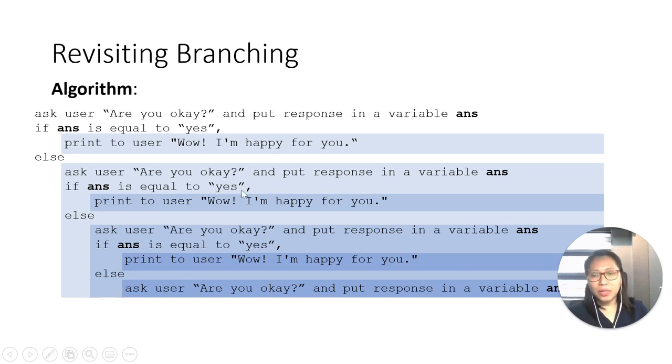If ans is equal to yes, print to user, "Wow, I'm happy for you." Else, if it's not yes, ask the user, "Are you okay?" and put the response in a variable ans. If ans is equal to yes, print "Wow, I'm happy for you." Else, ask the user again, "Are you okay?" and put the response in a variable ans. And so on. So, did you notice something?